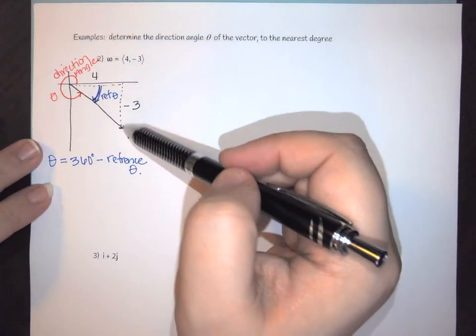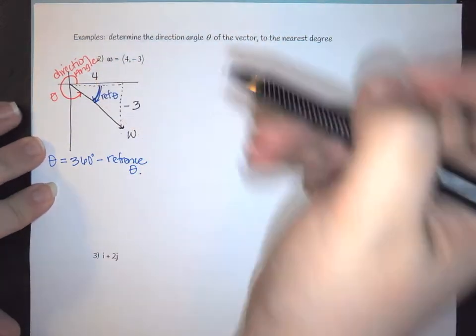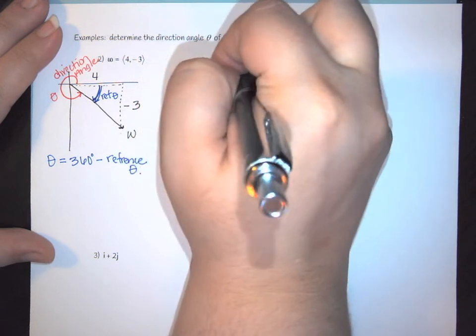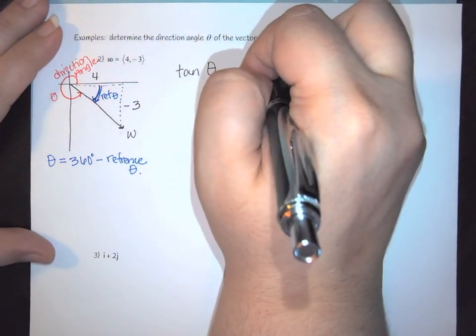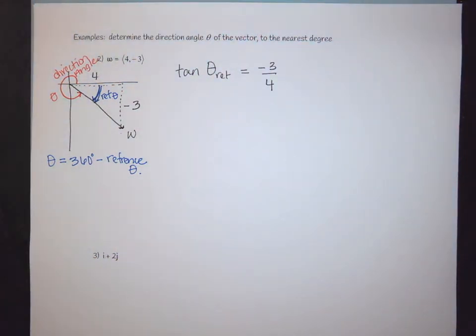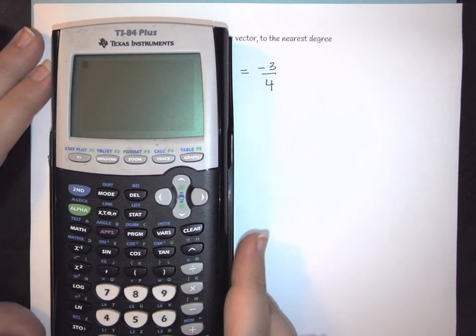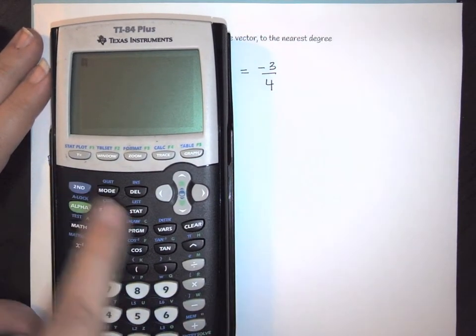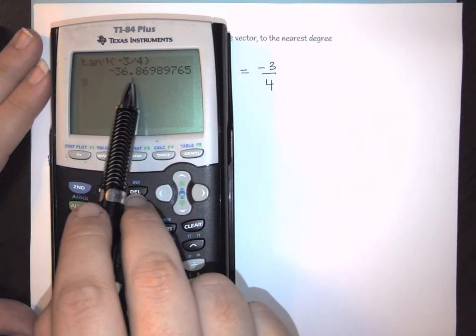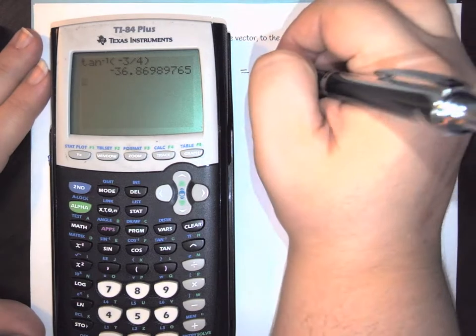I have an opposite and I have an adjacent. So the tangent of my reference angle is going to be opposite, which is -3, over adjacent, which is 4. So we're going to go ahead and use your graphing calculator to find that angle. As a reminder, we're going to do the inverse tangent of -3 over 4, and that is going to give us our angle here. So we have -36.8698 blah blah blah. We would round that up.